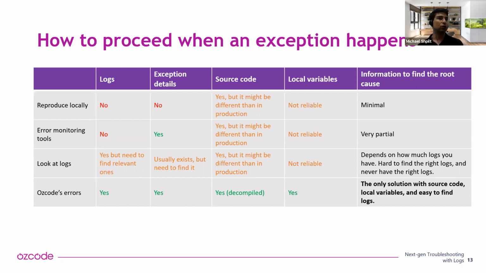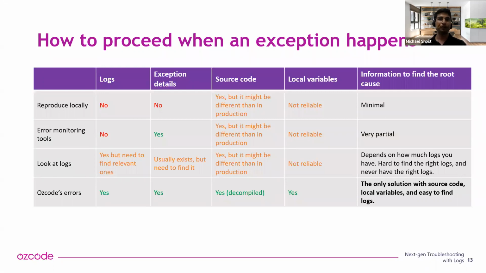So the second thing you can do is to use error monitoring tools. And they give you the call stack and the exception details and maybe some contextual data. And that's great. That gives you much more information, but still you don't have local variables. You basically have just the exception details, which is still little information. If you then try to look at the source code in Visual Studio, you're still basically just using guesswork.